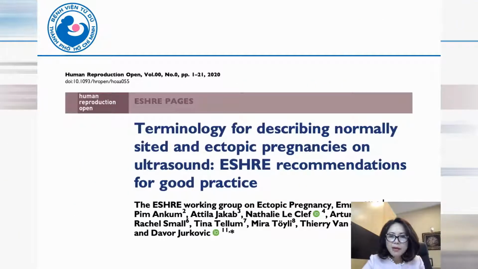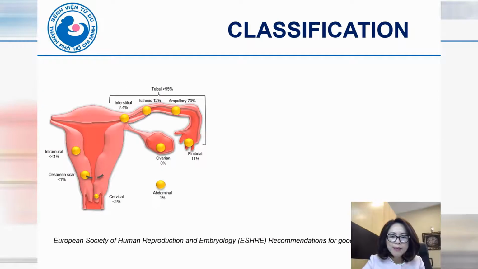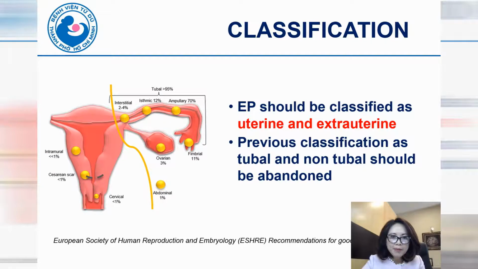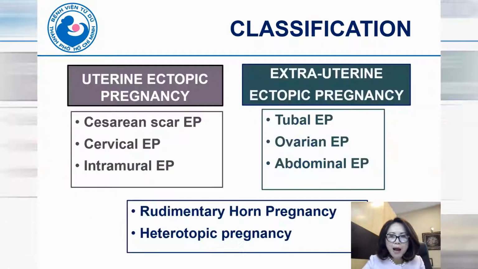My lecture today is prepared based on the ESHRE recommendations for good practice delivered in 2020. As recommended, ectopic pregnancy should be classified as uterine and extrauterine. The previous classification as tubal and non-tubal should be abandoned, and I think this classification is really useful in our daily practice. So I will present ectopic pregnancy in 3 groups as recommended.